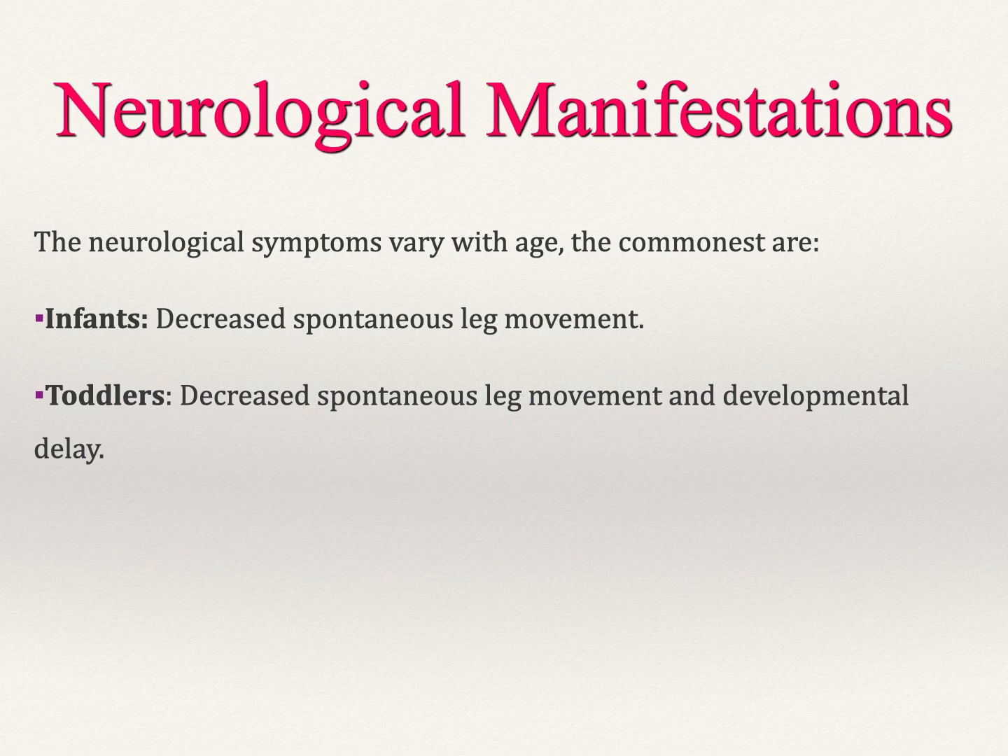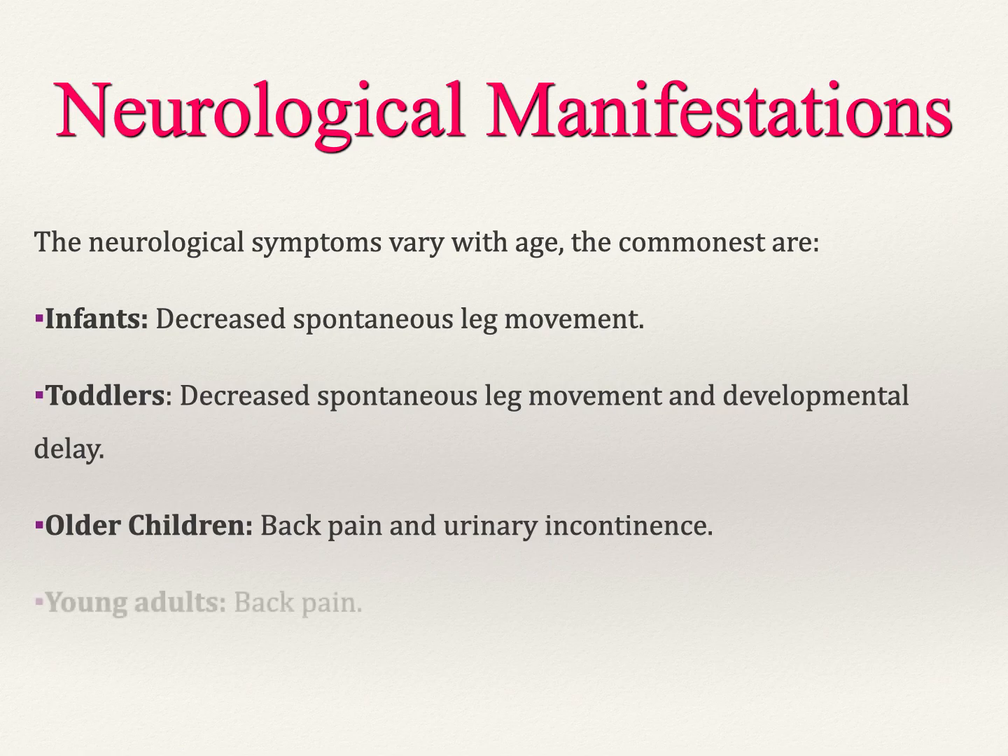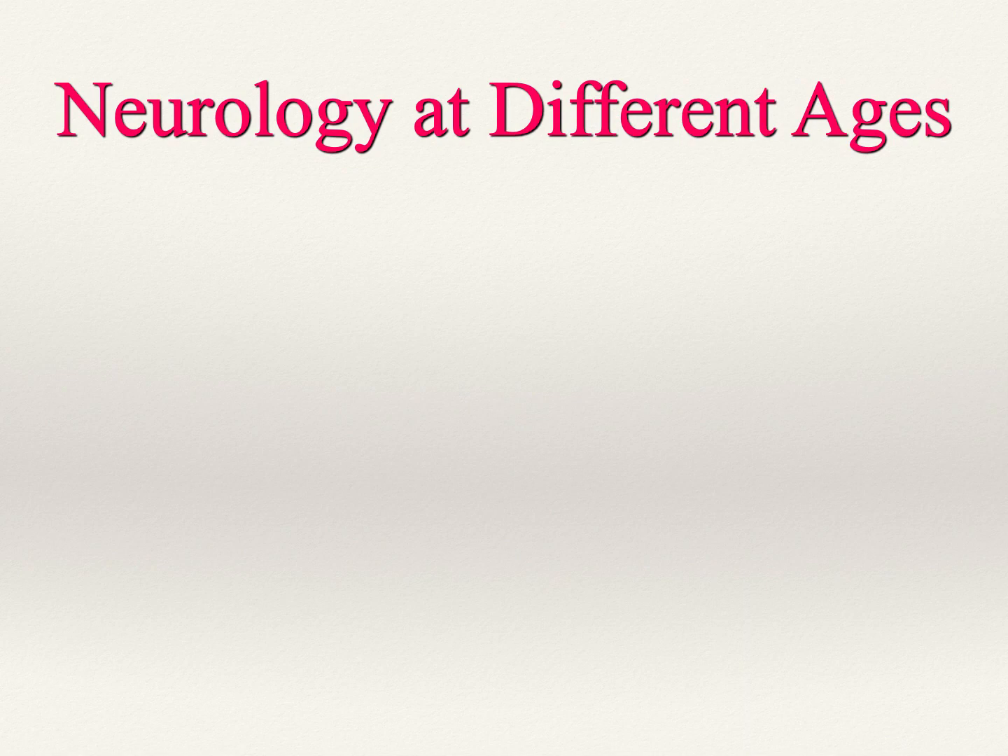They are not standing at the right time. They're not walking like their other children at the same age are walking. In older children, they present with back pain, complaining always of back pain when they play, in addition to the urinary incontinence. And in young adults, they present with back pain. So neurological manifestations are different, but mainly as the child grows, they start to be in the form of back pain if they didn't have any developmental delay when they were growing up.